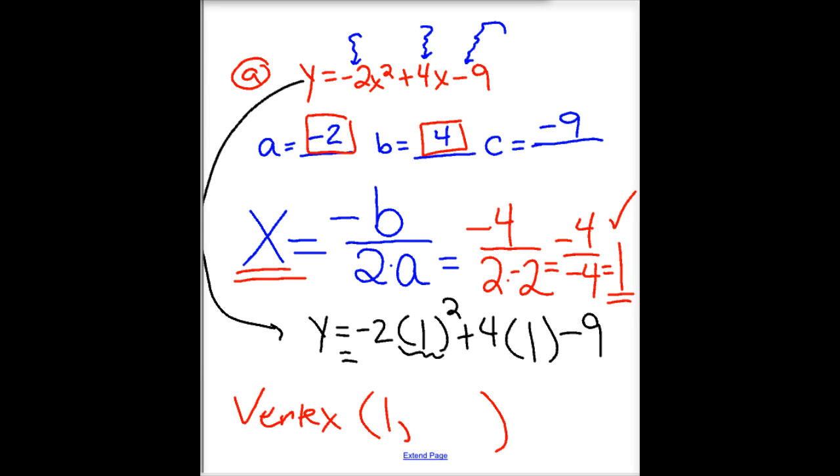1 squared is 1. 4 times 1 is 4. Going left to right, this would be negative 2. Up 4 to 2. Down 9 to negative 7. I suggest if you have problems with that, use a calculator for these. It's perfectly legal for you to do that. And I get 1, negative 7.